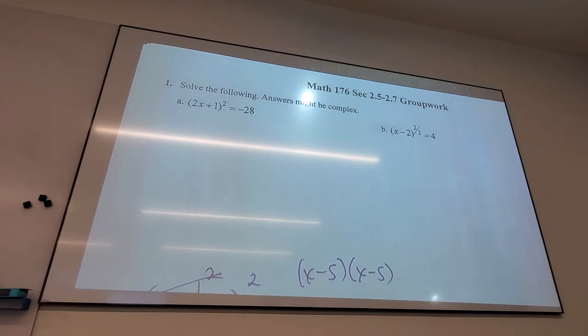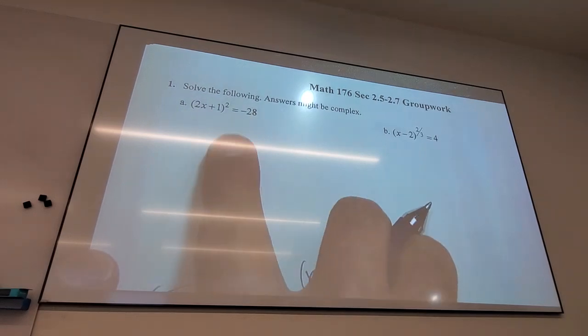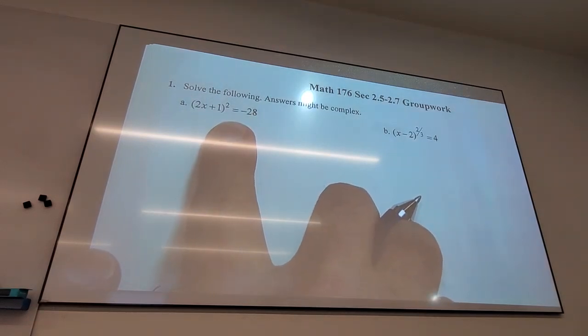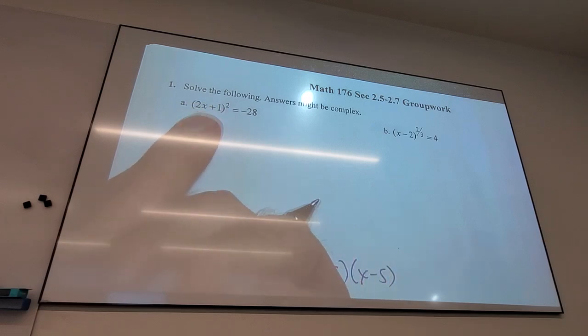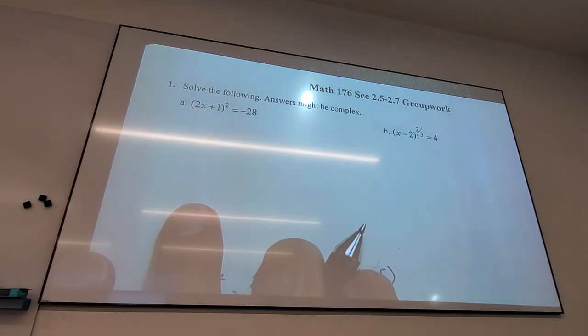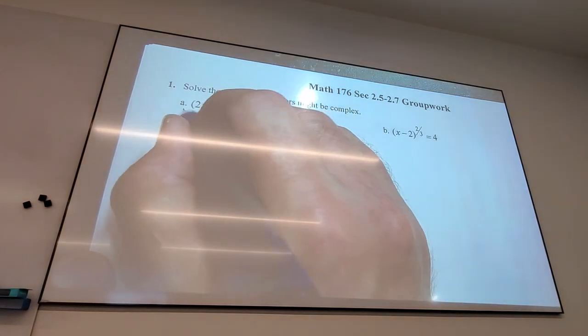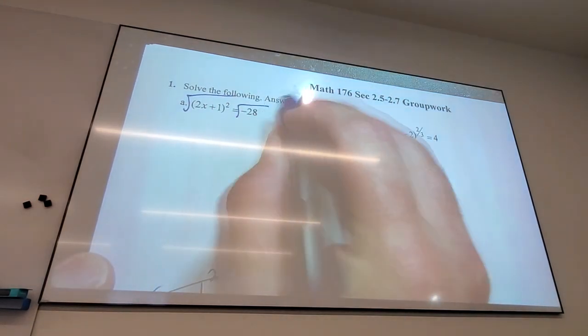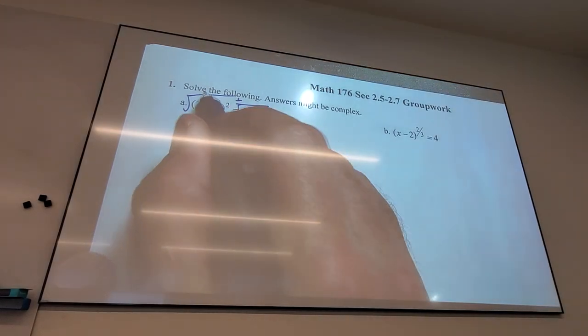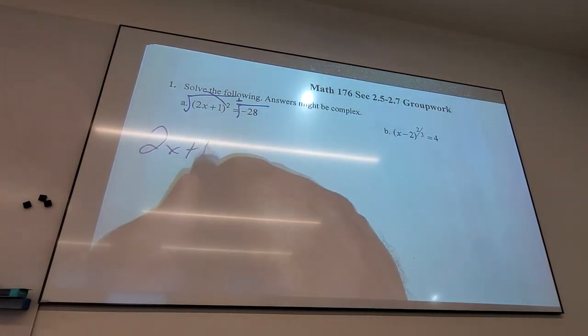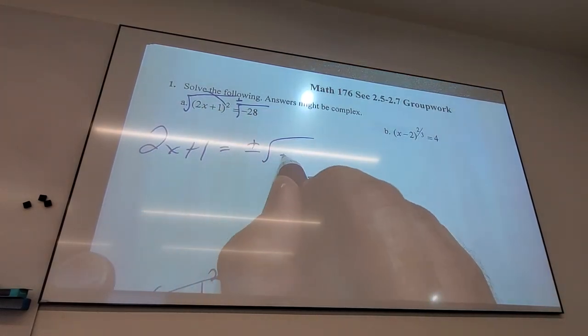Just to make sure everybody's on the right track, what's the first step on part A? Square root. Yeah, don't FOIL this out. You're kind of going backwards. It would eventually work, but it would take you a lot longer than if you just square root. Now we are taking a square root, therefore plus or minus. So on this side, they just cancel. On this side, you get plus or minus square root of negative 28.